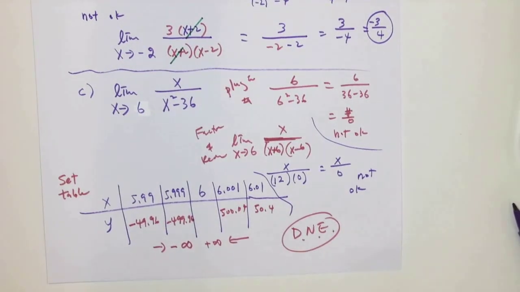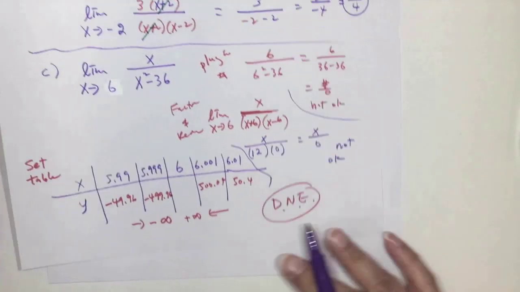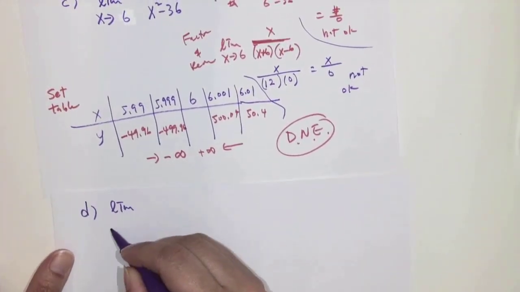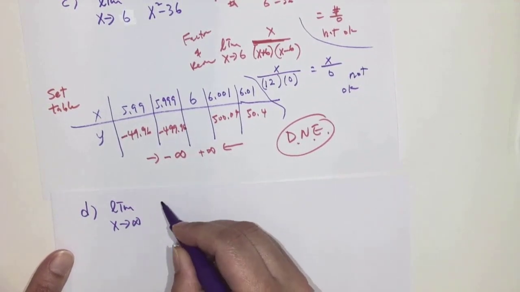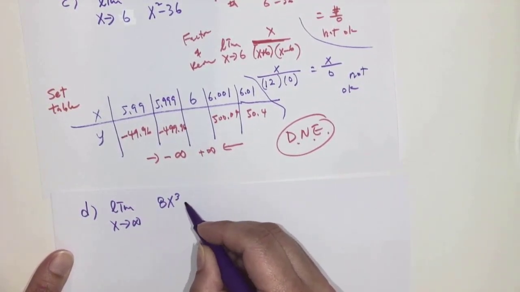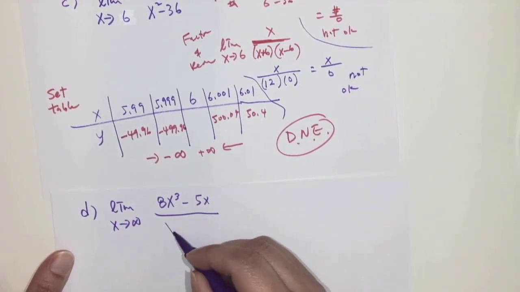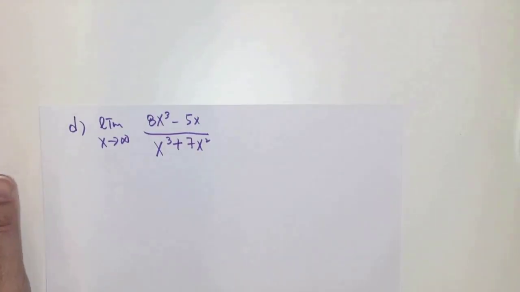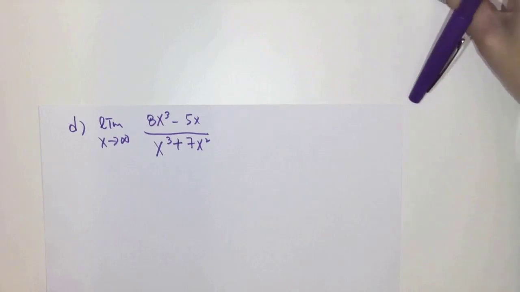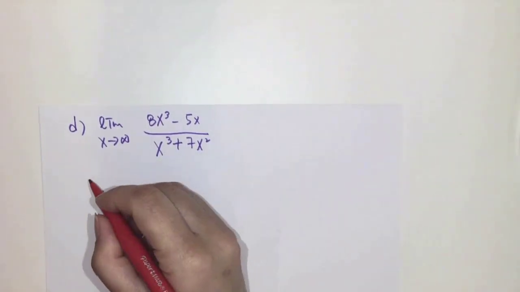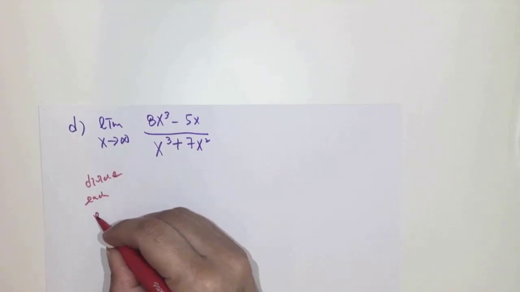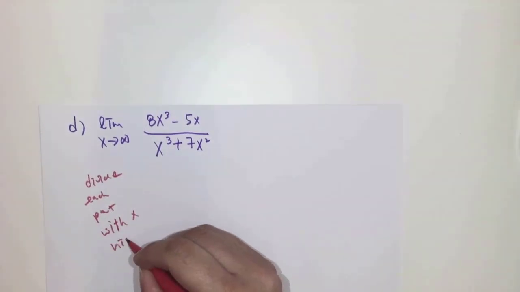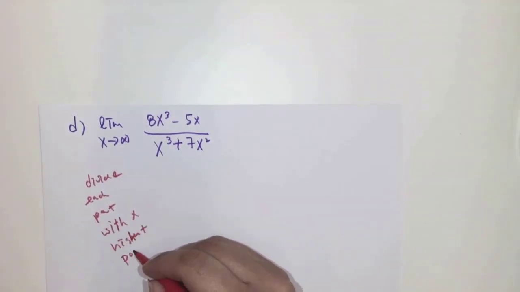Okay, that's for C. Let's move on to D. So D is a little bit different. For D we need to figure out the limit as x approaches infinity. We have 8x to the third power minus 5x over x cubed plus 7x squared. So for this one, it is the limit as x approaches infinity. Remember we said we are going to divide each part by x to the highest power from the bottom, right?